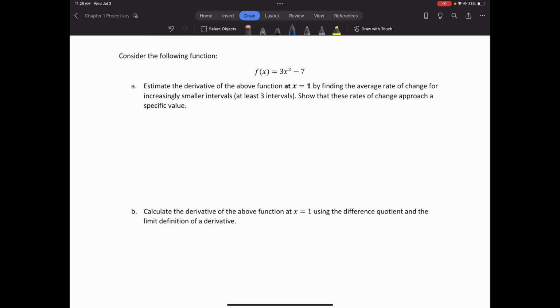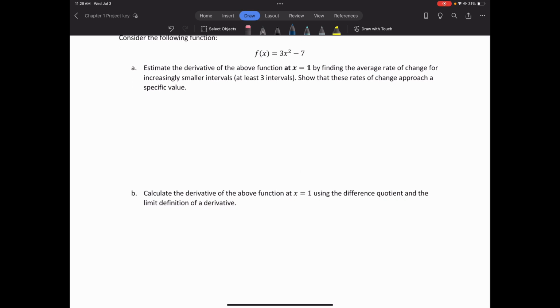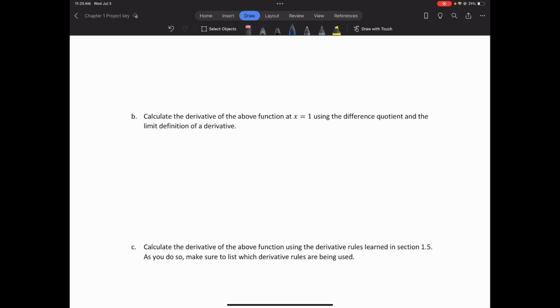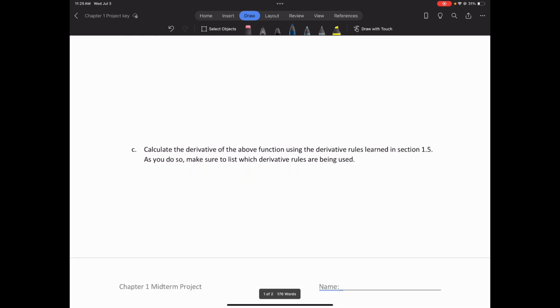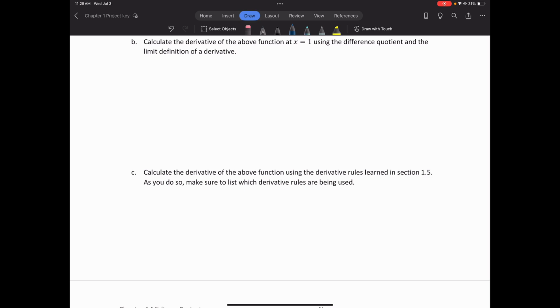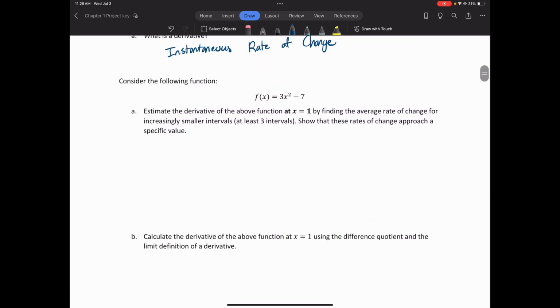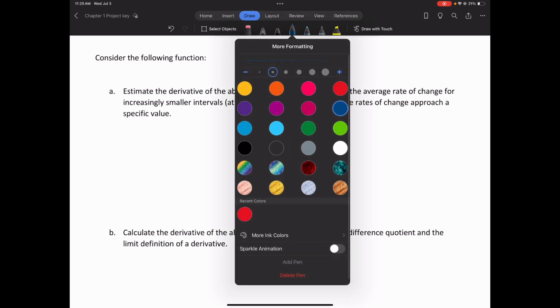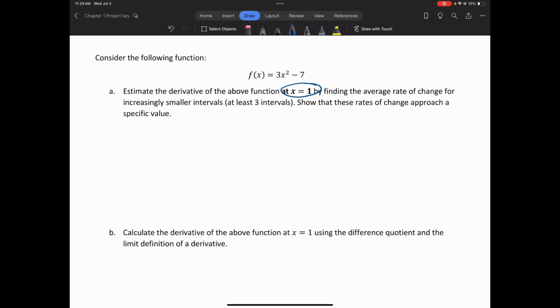Next, I wanted to kind of walk through the process of calculating derivatives. How we started by just estimating derivatives by using average rate of change, and then we looked at using limits to calculate the derivative, and then using our rules that we learned for part C. So for this first part, I wanted you to come up with 3 increasingly smaller intervals approaching x equals 1, and then find the average rate of change.